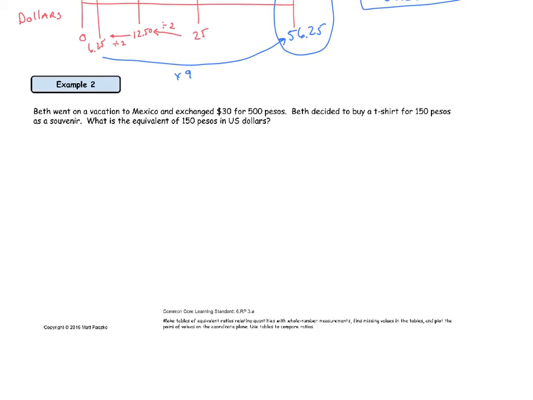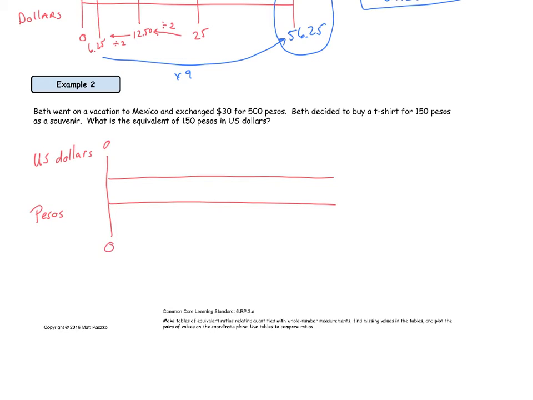Beth went on a vacation to Mexico and exchanged $30 for 500 pesos. Beth decided to buy a t-shirt for 150 pesos as a souvenir. What is the equivalent of 150 pesos in US dollars? We're going to use a double number line here. We know that 0 US dollars is equivalent to 0 pesos. We know that 30 US dollars is equivalent to 500 pesos. We know that Beth bought a t-shirt for 150 pesos. That's going to be right about here.